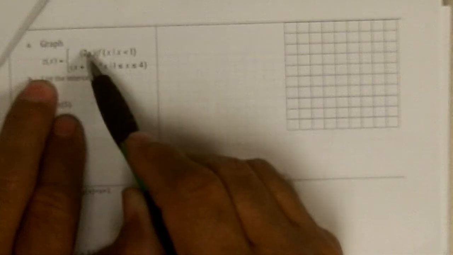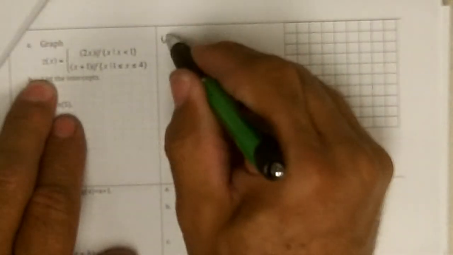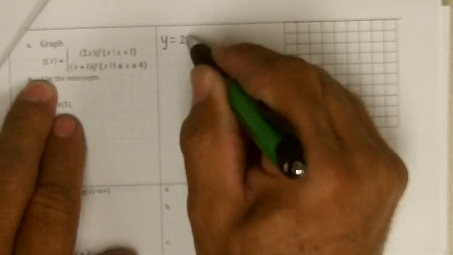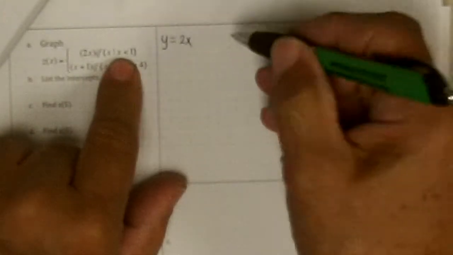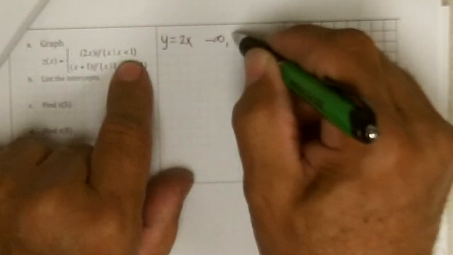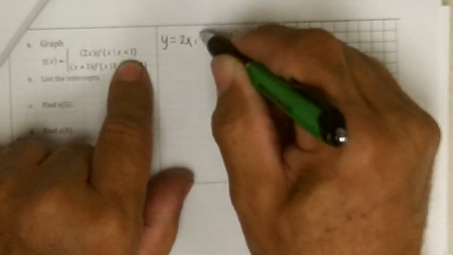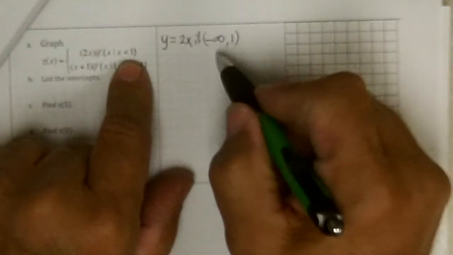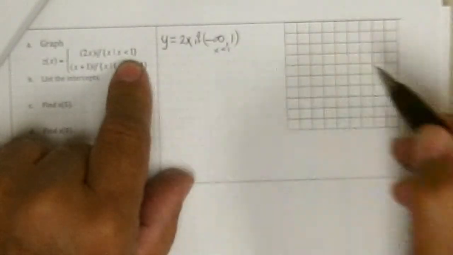Page 2 of the Chapter 2 sample test. It says graph this piecewise defined function. Don't let all this gibberish confuse you. It says y equals 2x on the interval from negative infinity up to, but not including 1. So, x is less than 1.